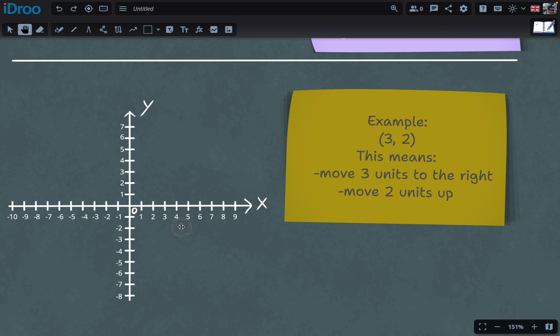So we can see it in the example. This means that we move 3 units to the right and we move 2 units up, like this.